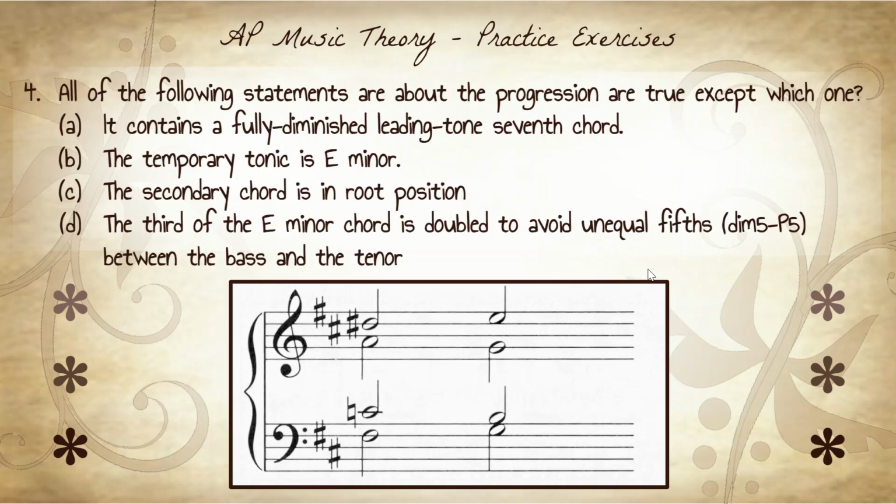Question 4. All of the following statements are true about the progression seen here, except for which one? Is it A, it contains a fully diminished leading tone 7th chord? B, the temporary tonic is E minor? C, the secondary chord is in root position? Or D, the third of the E minor chord is doubled to avoid unequal fifths, diminished 5 to perfect fifth, between the bass and the tenor?